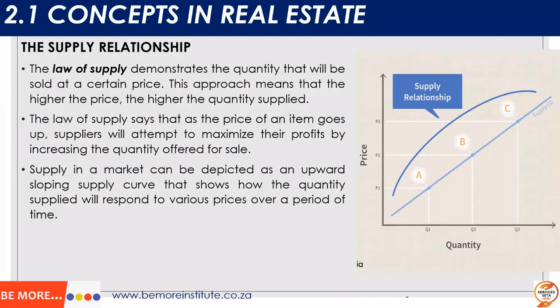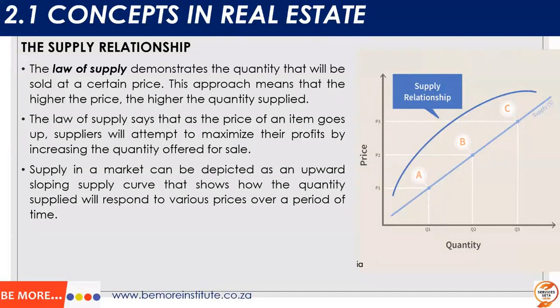The first concept we're going to touch on is the supply relationship. What does the law of supply say? It says that the quantity demonstrates the quantity that will be sold at a particular price. If you look at the graph on the right-hand side, P1 represents a particular price, and at that price, this quantity, A, is the quantity that the manufacturers or suppliers in the market are prepared to supply. So the law of supply states that the higher the price, the higher the quantity supplied.